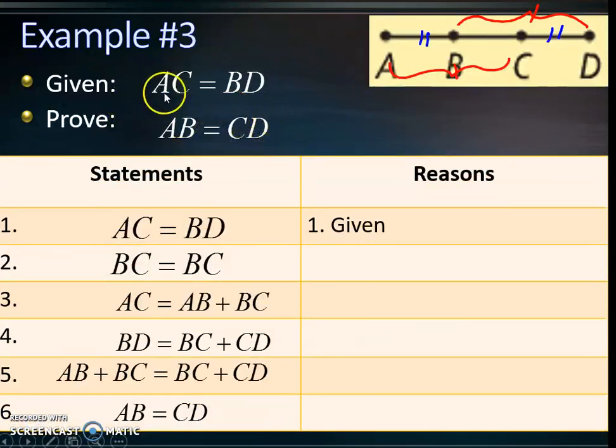Example 3, given is AC equals BD. Prove AB equals CD. So right here is the diagram. That means AC equals BD, so you should make a mark. And then AB, two lines means equal, CD equals each other. So from here to here is equal to here. So I'm going to give you the statements. I want you to write the reasons.